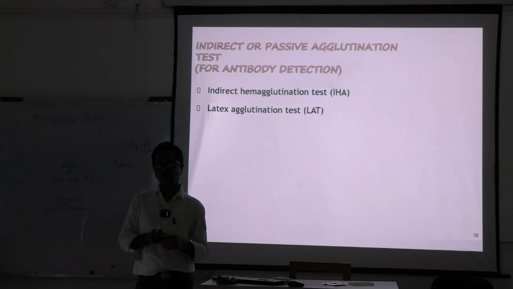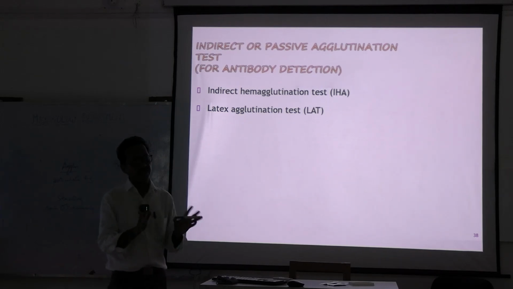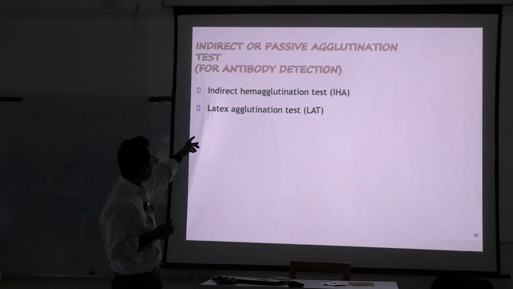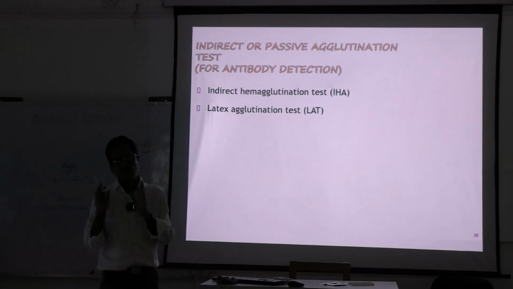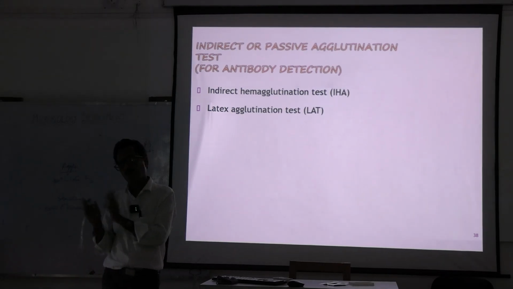Because some material, either latex or protein A or something, is added to make the antigen particulate. If the antigen is soluble, RBC can be used, co-agglutination with staphylococcus, and the indirect hemagglutination test. That means RBC is used to make the antigen go from soluble to particulate.